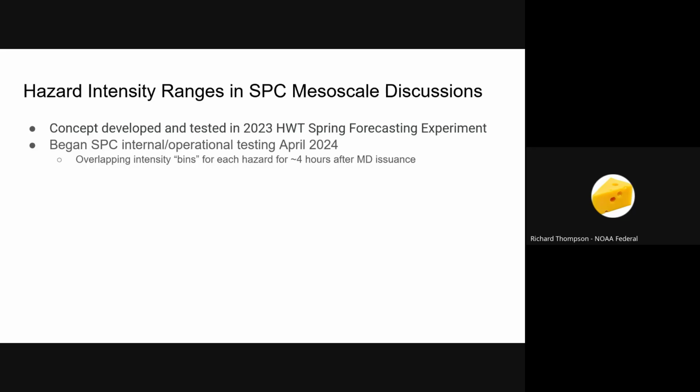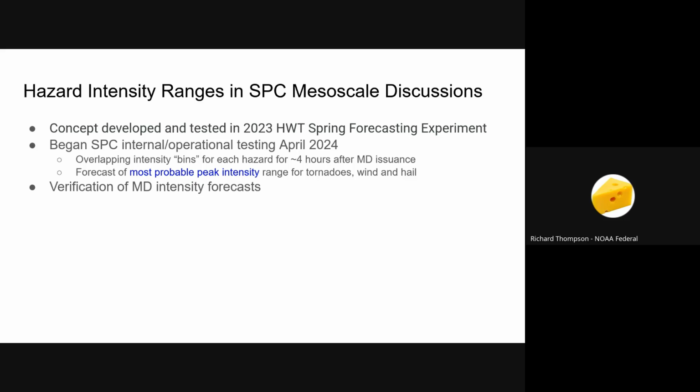So we settled on a series of overlapping intensity bins, and we're looking at roughly the 4 hours after the MD is issued to verify these forecasts. And then we're looking for the most probable peak intensity range for all three hazards. And in this case, I'll show a lot of the information for tornadoes just because we've looked at that, but the same thing applies to hail and wind as well.